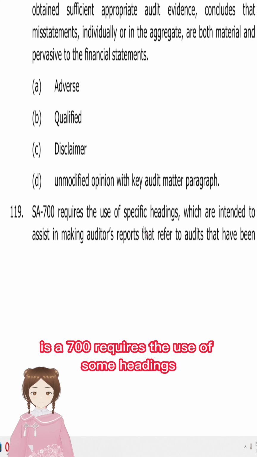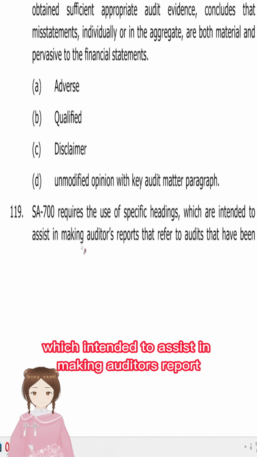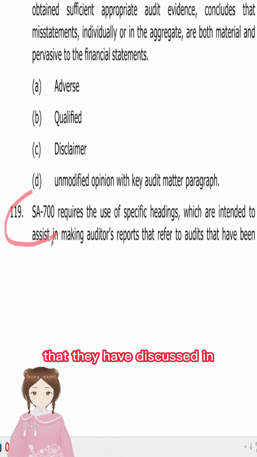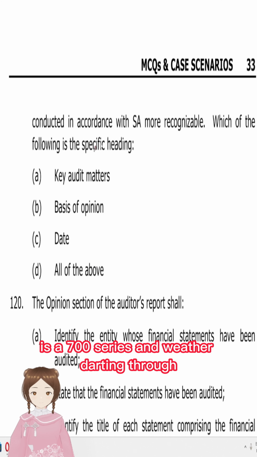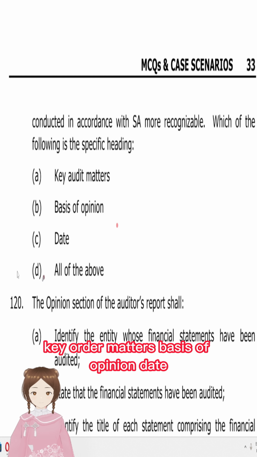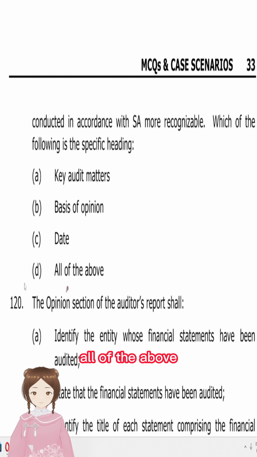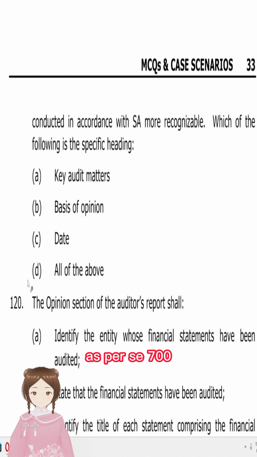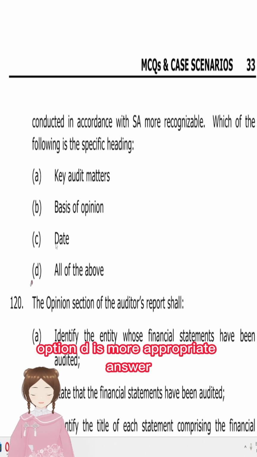SA 700 requires the use of some headings which are intended to assist in making the auditor's report. That is, they are talking about the format of the audit report that they have discussed in the SA 700 series, and whether it includes which of the following specific headings: key audit matters, basis of opinion, date, all of the above. All these three were included in that format that was given as per SA 700. Option D is the more appropriate answer.